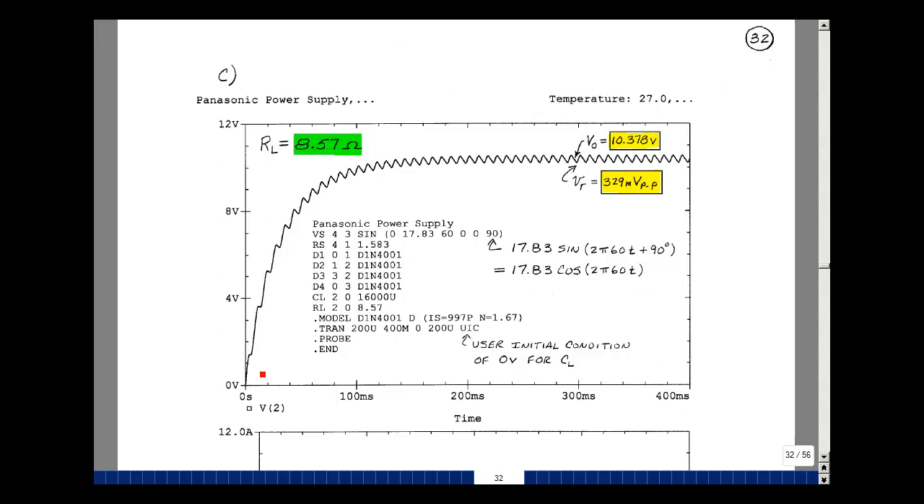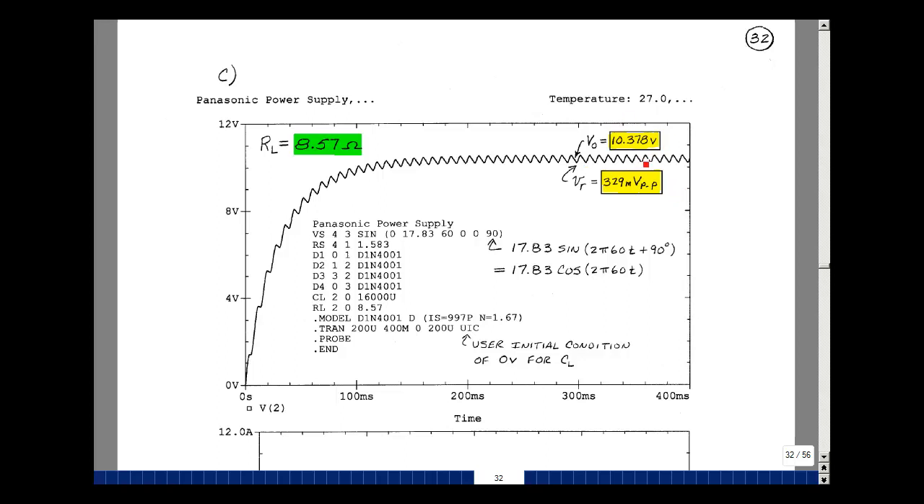Ran the simulation, and here's my output voltage. And you can see I reach steady state. My ripple peak to peak is 329 millivolts, and my average voltage is 10.378. In other words, halfway between the max and the minimum. It's a lot smaller than what I had calculated for the average value.